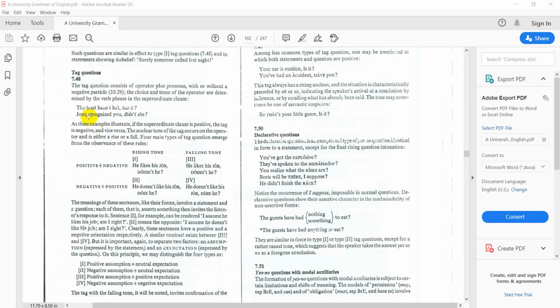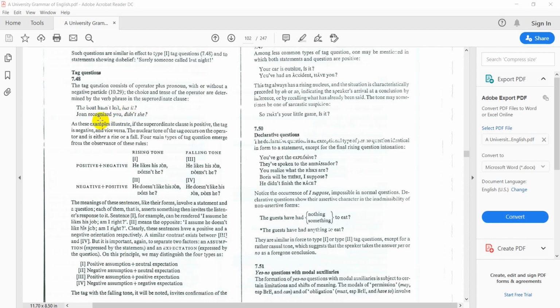For example, the boat hasn't left. Has it? So here we have an operator, and the operator is negated: hasn't. So the tag will be positive. If the operator is negated, or is in the negative condition, then the operator in the tag will be positive.